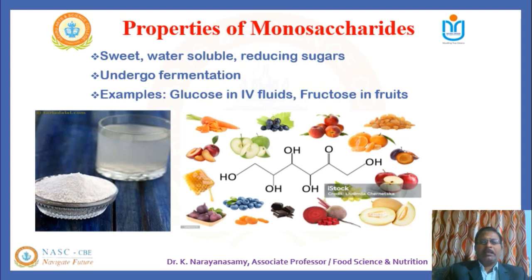all these things. For example, glucose is used in our IV fluids for patients in hospitals, intravenous fluid, that is actually a glucose solution. This is prepared from glucose dissolved in water. And fructose, which is present in fruits, fructose is nothing but the honey which is present in all the flowers of the plants, and even some fruits have fructose.